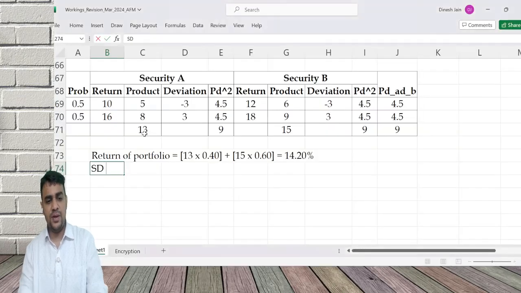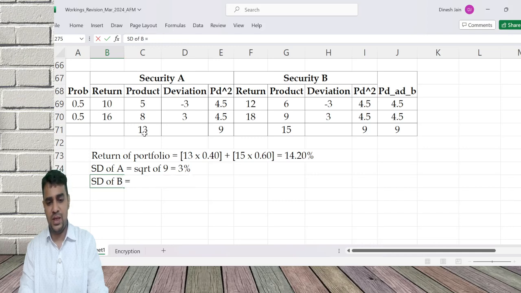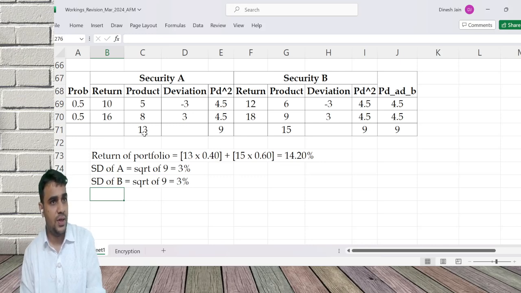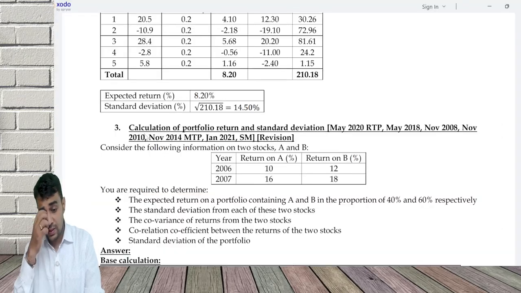What's the next requirement? Standard deviation of A, square root of 9, equal to 3%. Standard deviation of B, square root of 9, equal to 3%. For A and B, you have taken the square root, 3%. Any doubts?